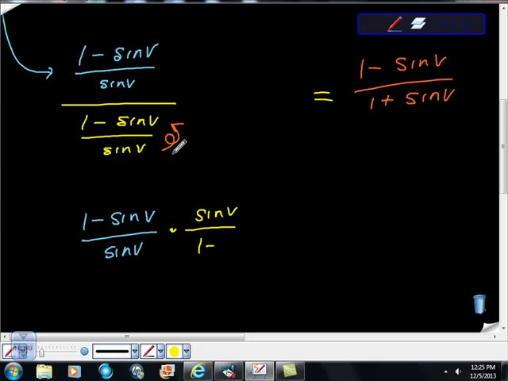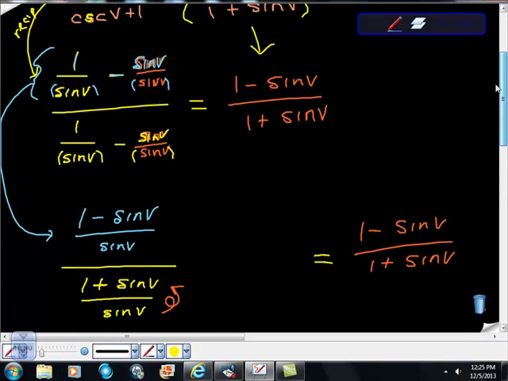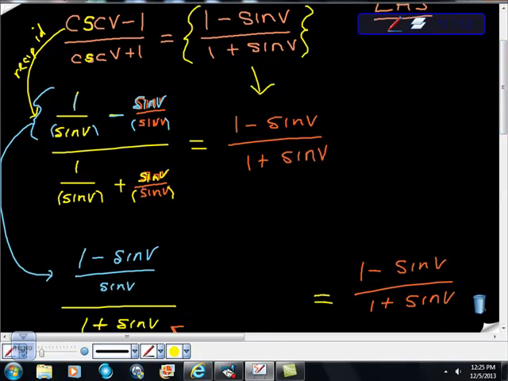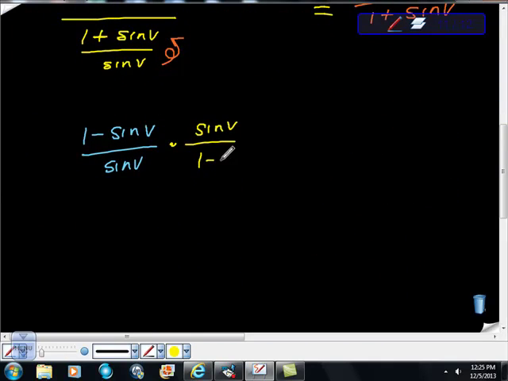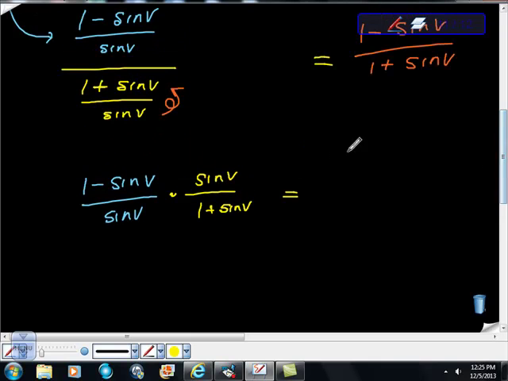this should have been plus, shouldn't it? Sorry, this should have been plus. Where did I mess that up? Yeah, sorry, I messed it up way up there. I'm sorry. So there it is, right? So plus sine v is equal to 1 minus sine v. I'm just bringing this piece down up here. 1 plus sine v. And sine v over sine v cancel, and we have a match.